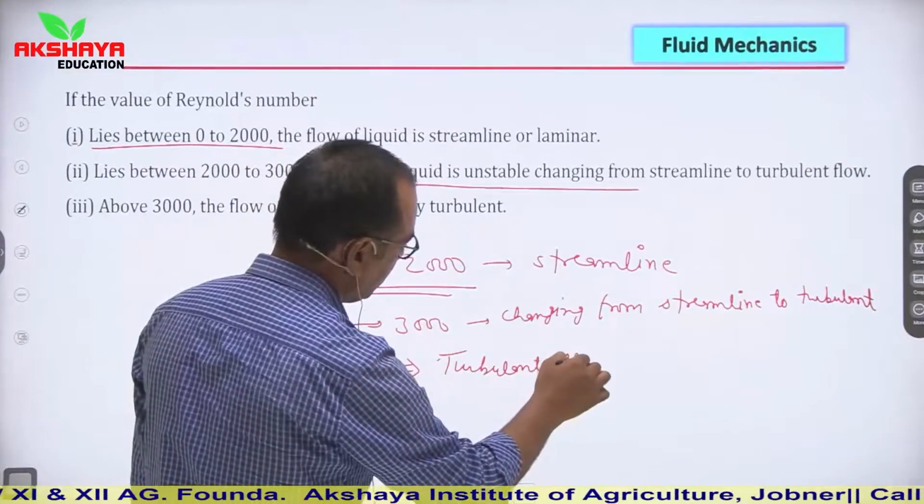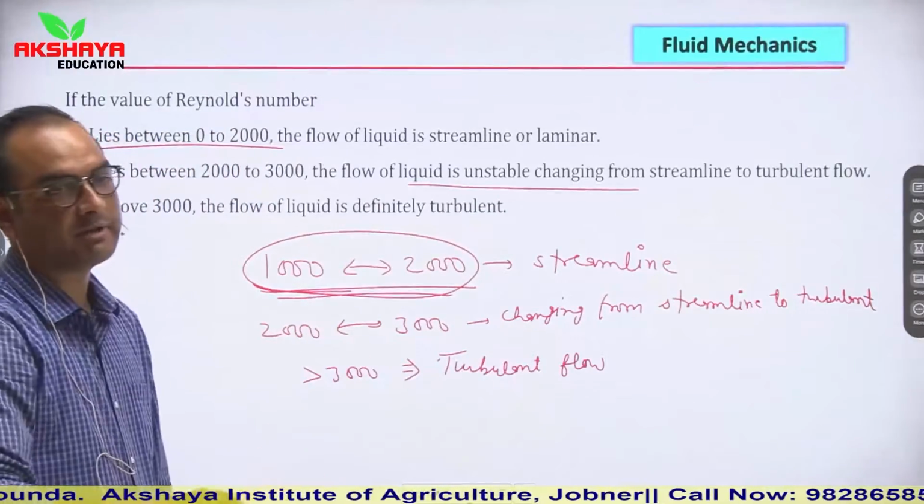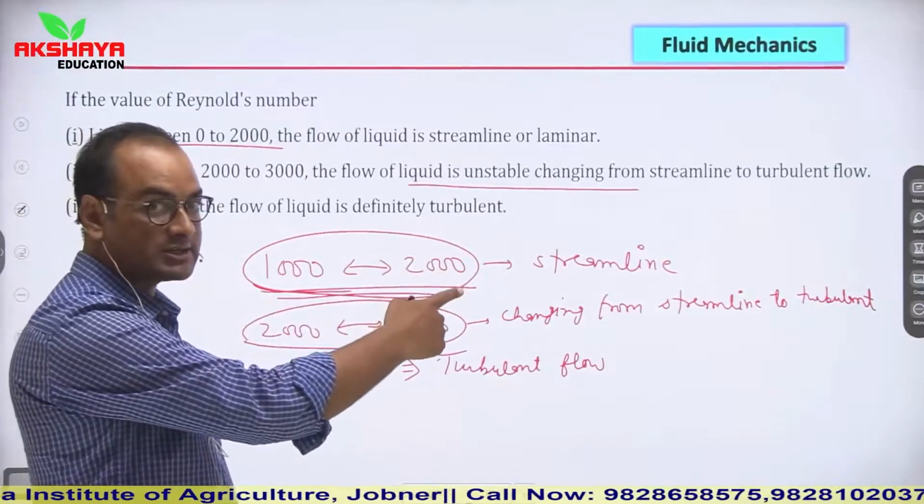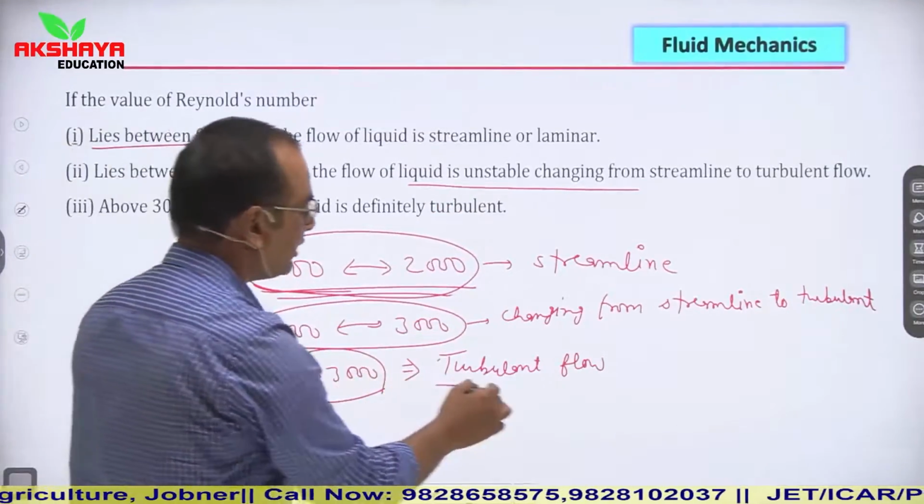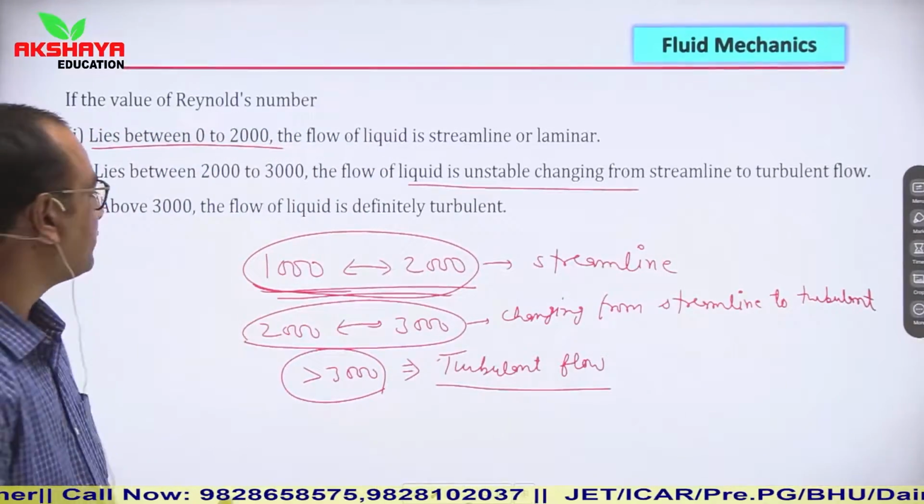So you have to simply keep in mind these figures. Below 2000, streamline flow; between 2000 and 3000, variation starts from streamline to turbulent; and greater than 3000, turbulent flow of fluid. So these are general concepts based on flow of fluid.